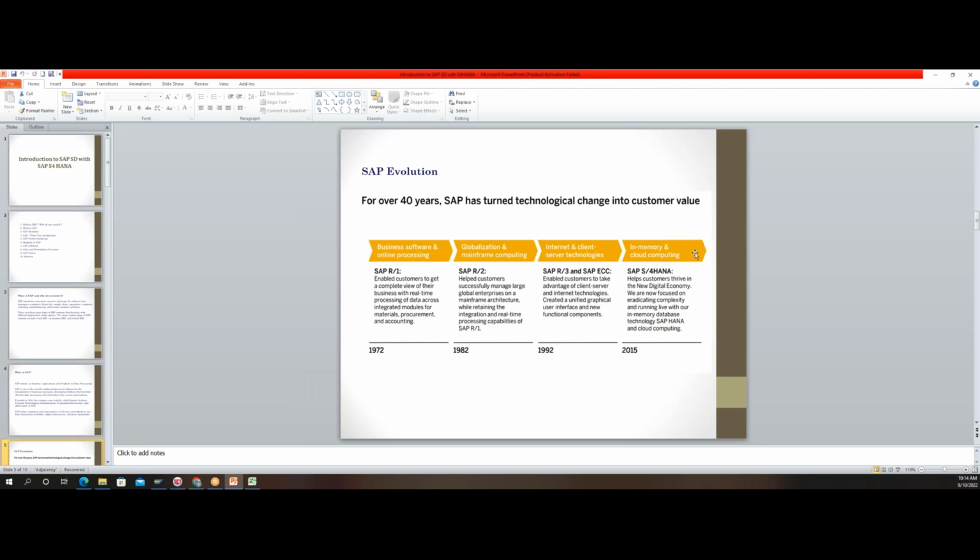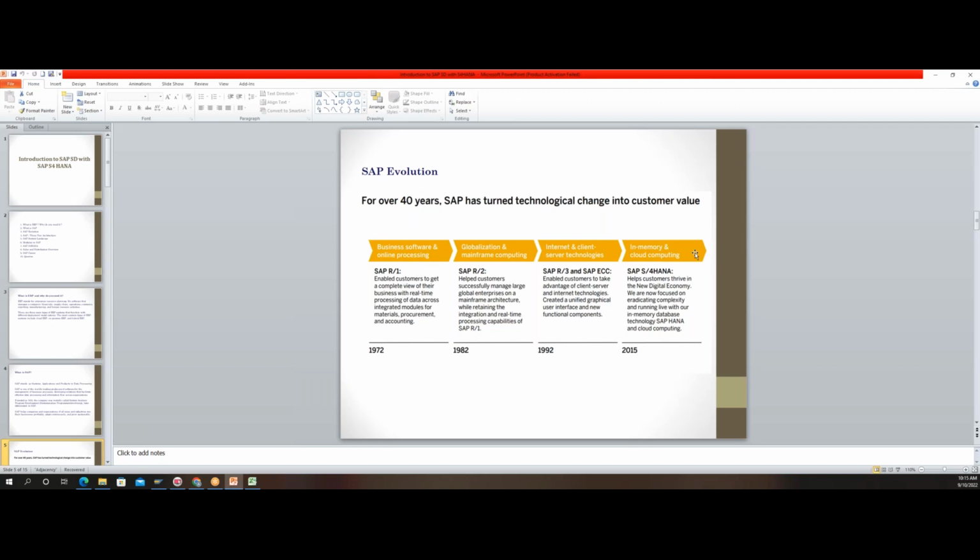Also, the interface in R3 was much better than in R1 and R2 of '72 and '82. It was a unified graphical user interface. It wasn't a complete graphical interface, but it was better than what they had earlier. This brought better features and functionalities to ease the users and give them comfort in processing their day-to-day activities.